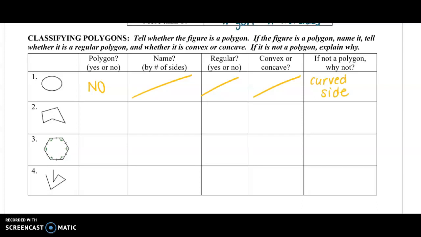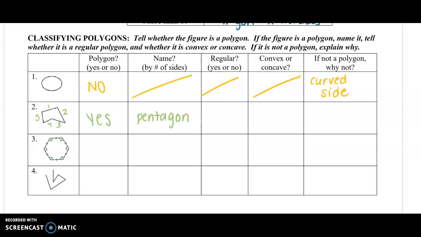And we can't have that. Polygon will not have a curved side. Number 2, is this a polygon? Yes or no? Number 2 is a polygon. Yes. By the number of sides, we have 1, 2, 3, 4, 5. So 5 sides means that this would be a pentagon.